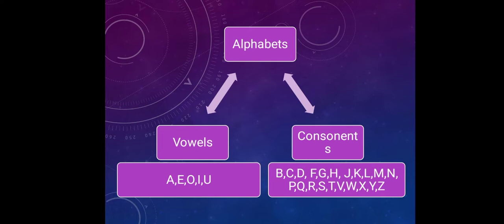Children, in the English alphabet, there are 26 letters. They are divided into vowels and consonants. When you look at the vowel side, there are very few. There are only 5 in number and they are A, E, I, O, U. And on the consonant side, they are B, C, D, F, G, H, J, K, L, M, N, P, Q, R, S, T, V, W, X, Y, and Z.